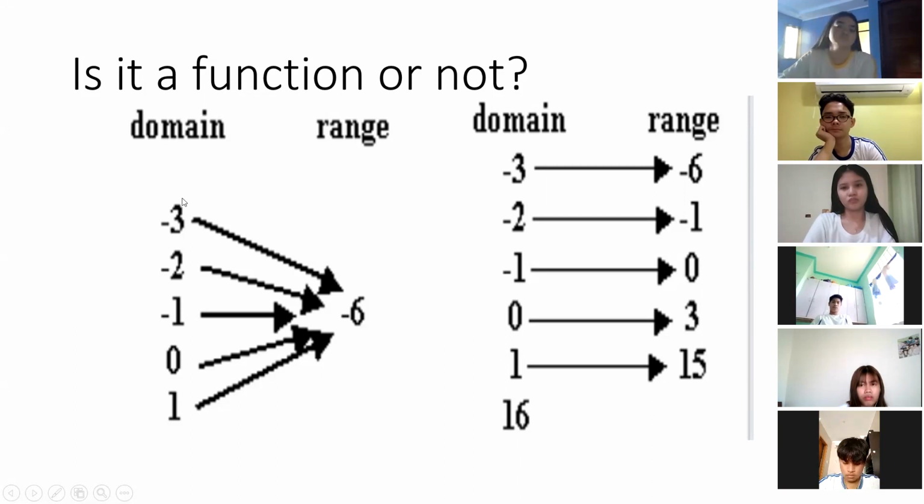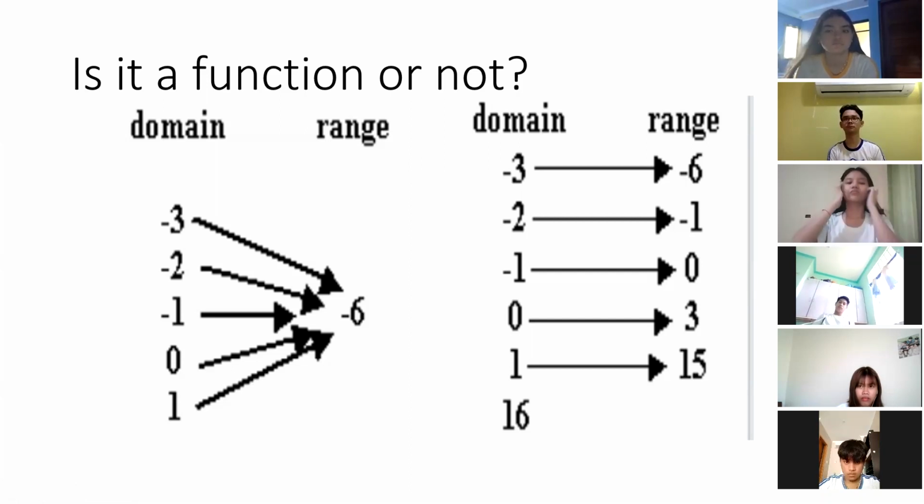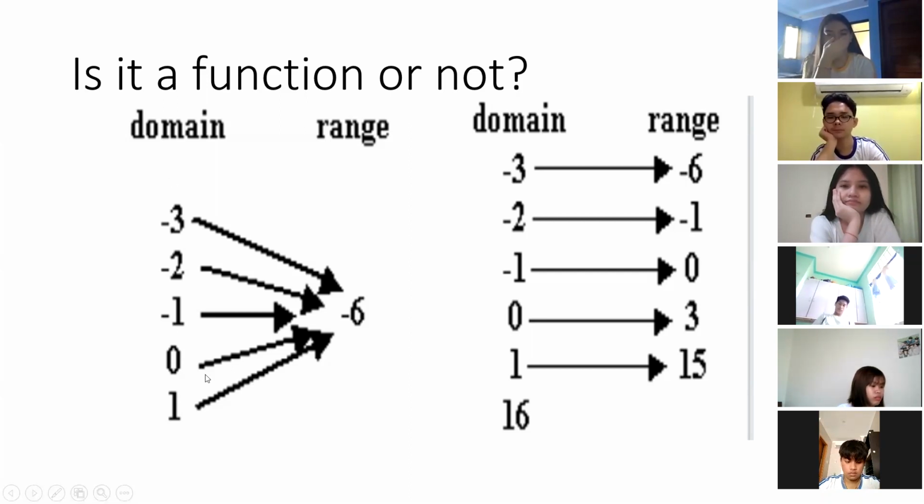Even if it's the same as with -3, still all the x's contain only one value of y. If this is interchanged, wherein the -6 is in the domain while all the other values from -3 down to 1 are in the range, then this is already a mere relation, not a function. But this example is a function.